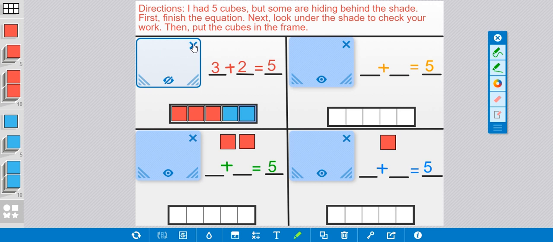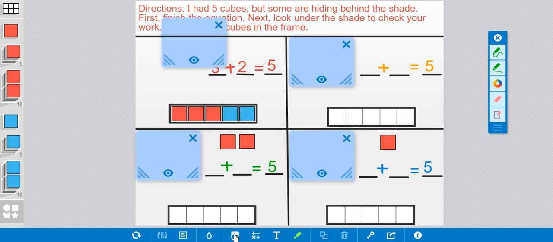But when you guys are playing, it's okay if you just hit the X and then your shade will go away. I don't want my shades to go away because I want to make some new problems for you to do. So if I erase all my shades, I'm going to have to put them all back. Let me pop my shade back over here because I want to be able to use him for you. So we have 3 red cubes plus 2 blue cubes equals 5. So our 5 frame is all filled up. So our answer must be correct.